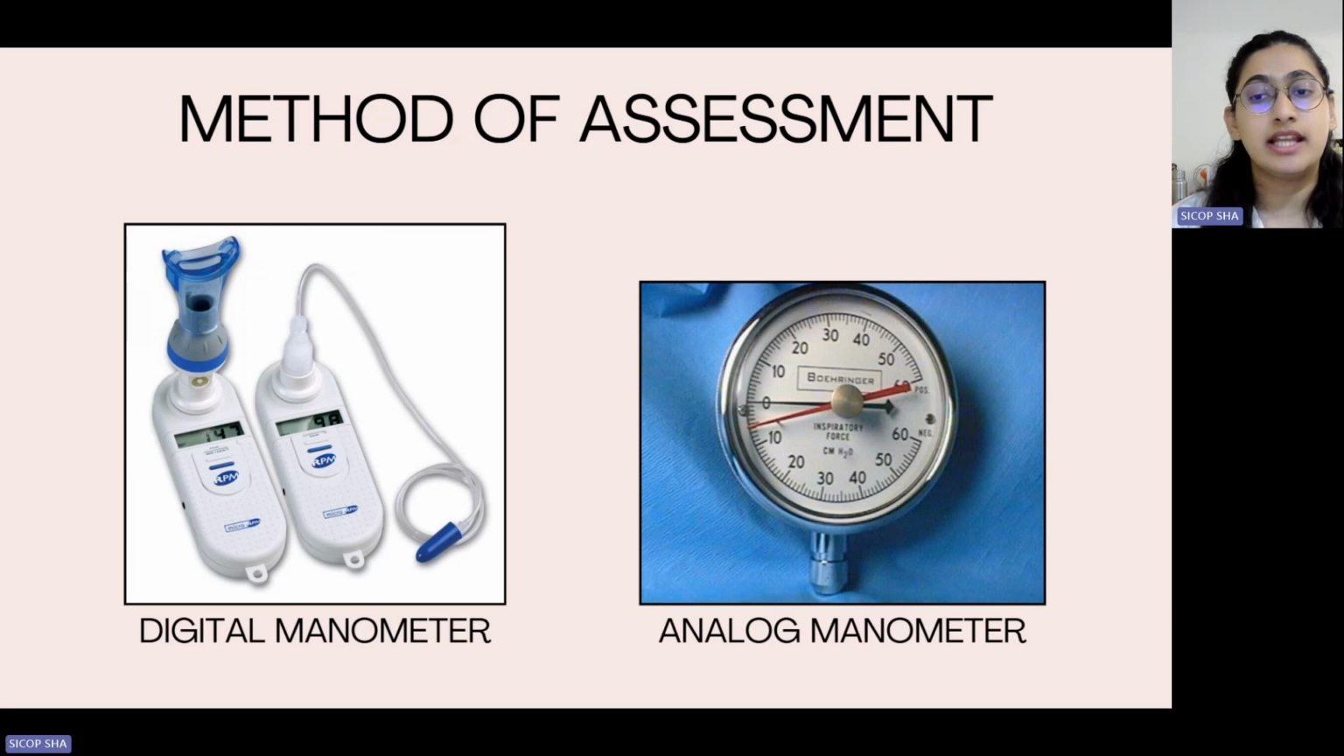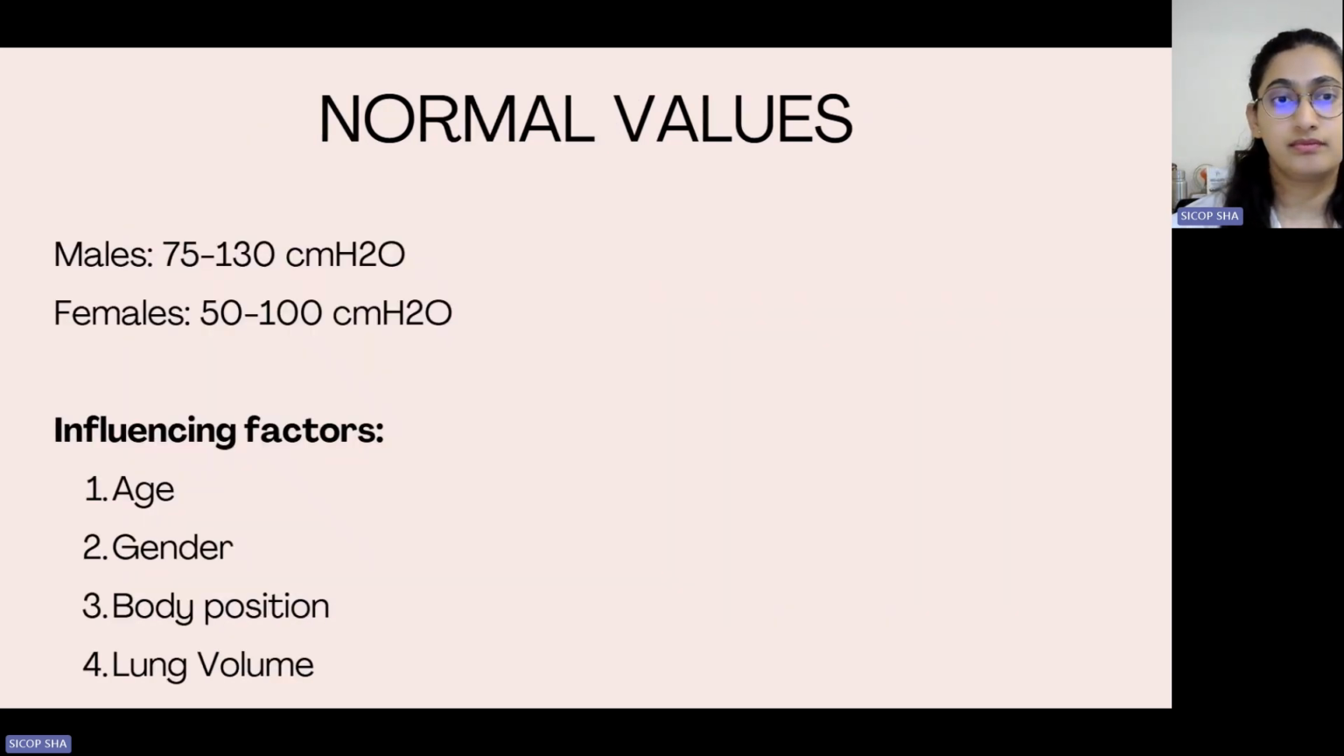And the similar technique is used also for the analog manometer. Usually a reading of 3 is preferred, and then a mean is taken of it. Talking about the normal values, in males the normal value is 75 to 130 centimeter H2O, and in females it is 50 to 100 centimeters of H2O.